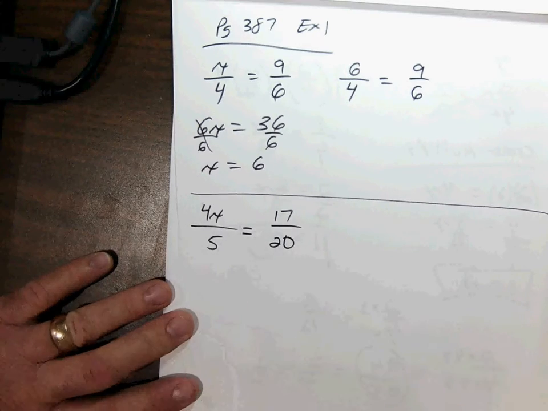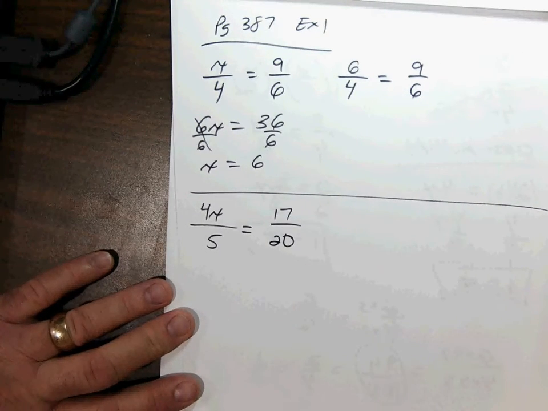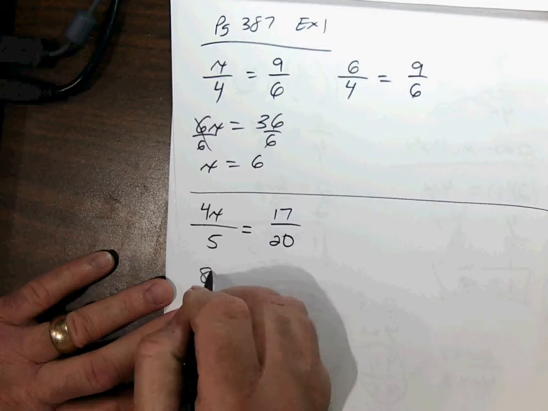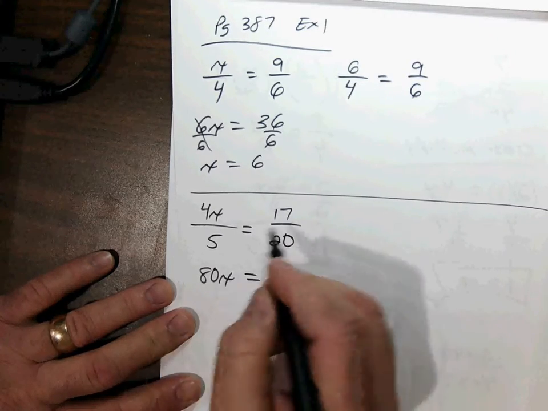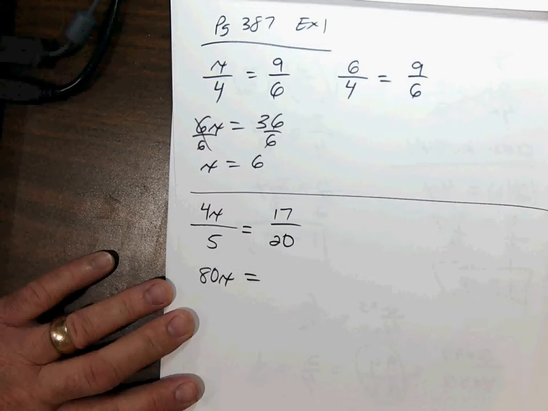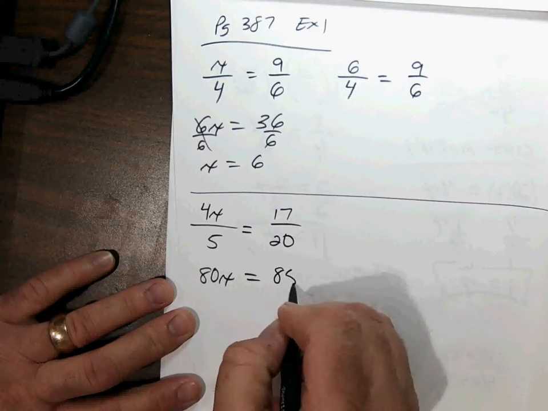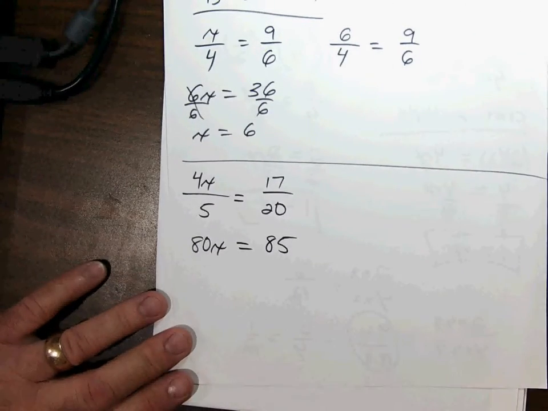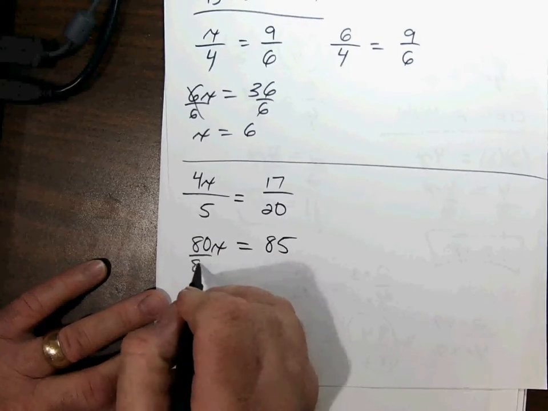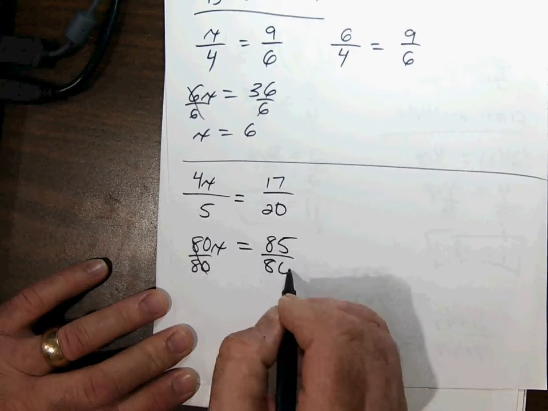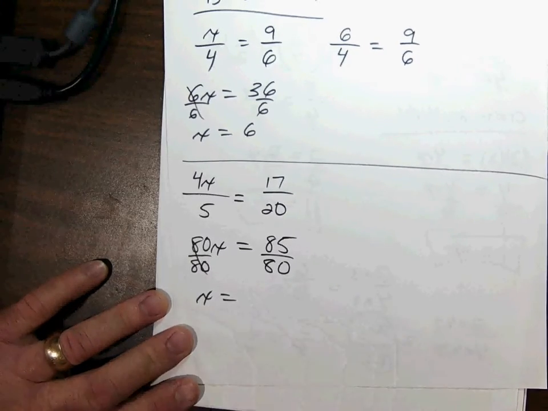So 4x times 20, that's going to be 80x, right? So 80x equals 17 times 5. I've got to think a minute and figure out what that is. That's 85. 80x equals 85. How do I solve that problem? I divide by 80. Okay, so x is not going to be a nice pretty number.